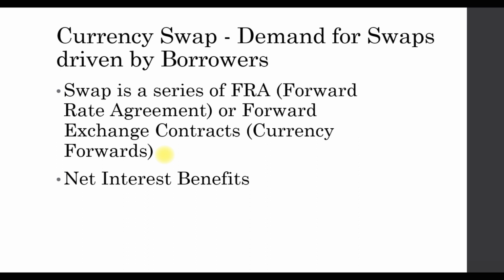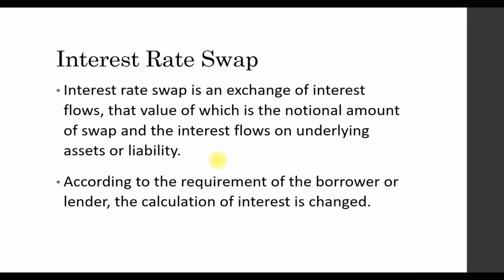This is also because a swap is a series of forward exchange contracts or currency forwards, and the FRAs or interest rate forwards corresponding to the payment dates. Net benefits: a net interest benefit exists only when there is a difference in credit spread, or a spread that exists for the borrower in two currencies over the risk-free 6M LIBOR, etc. So we have gone briefly into the currency swap. Next, we'll consider what is an interest rate swap.